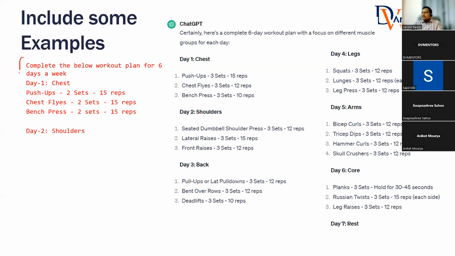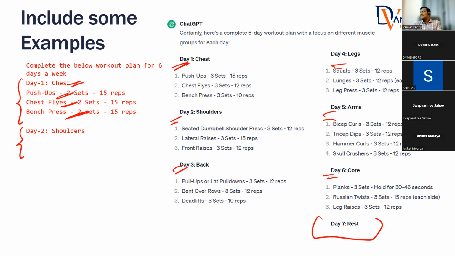I told it to complete the below workout plan for a 6 day week. So I gave day one, only one example: chest push-ups, 2 sets, chest flyers, bench press, etc. Then I gave day two as shoulder. Day one, day two, day three, day four, day five, day six, and day seven rest have been filled automatically. And no other gibberish.